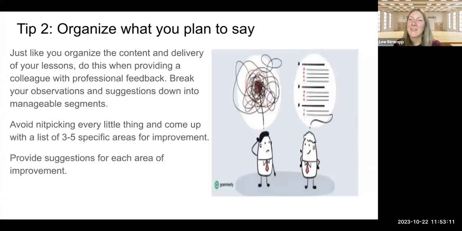All right, thank you for that. Tip 2, organize what you plan to say in your feedback. Just like you organize the content and delivery of your lessons, do this when providing a colleague with professional feedback. Break your observations and suggestions down into manageable segments. Avoid nitpicking every little thing and come up with a list of 3 to 5 specific areas for improvement. Provide suggestions for each area of improvement.